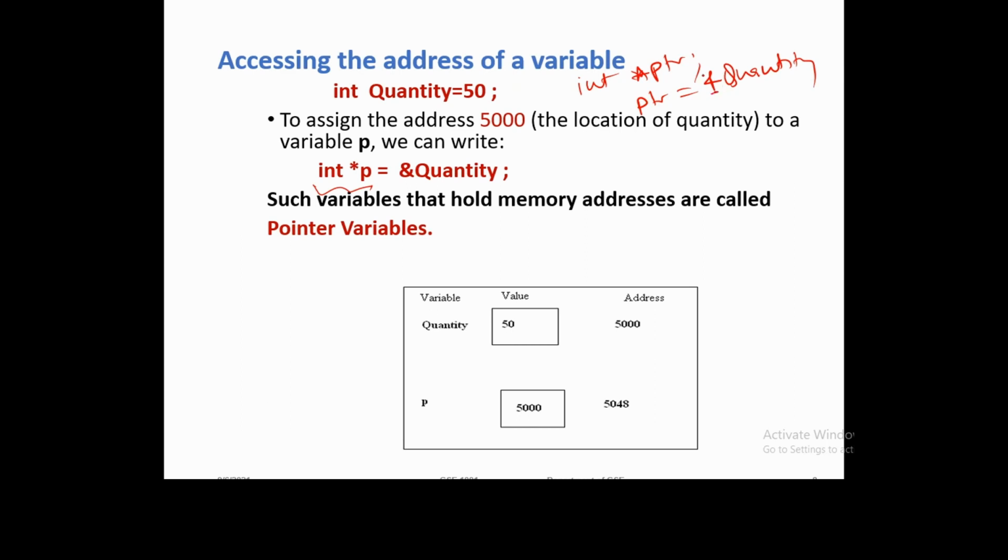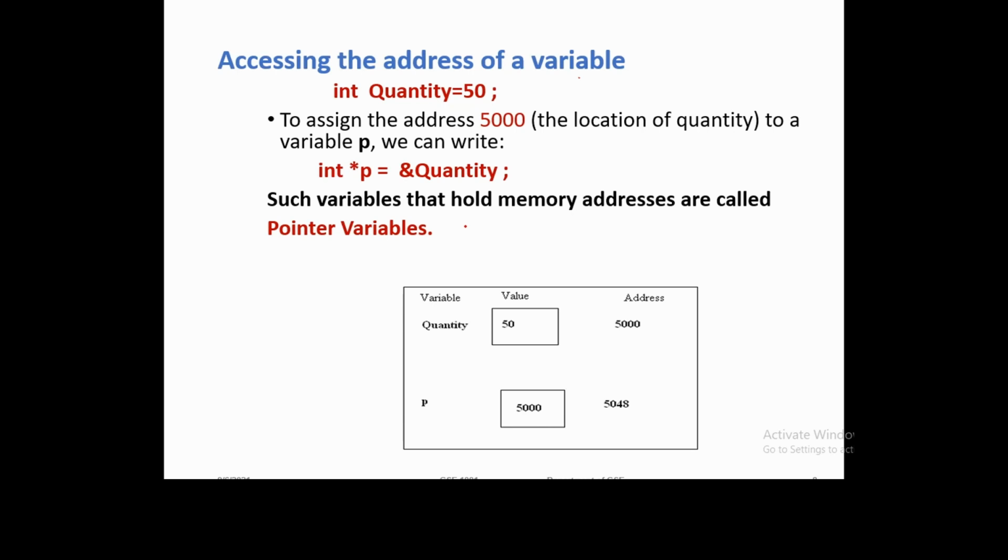The ampersand is an operator, and we can read it as the address of quantity, and it will be assigned to this pointer. So here we are declaring a pointer int *p, and at the same time we are assigning the address of this quantity variable to this pointer. That step is declaration cum initialization.